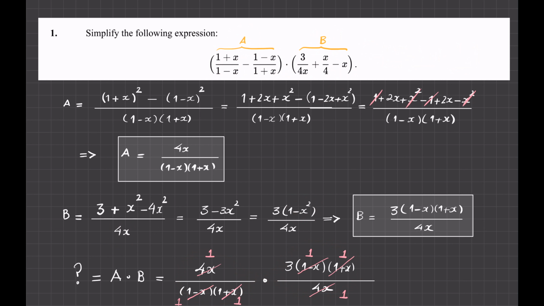So what is left only? In the denominator I have 1, 1, 1, so it becomes 1. And the numerator is just 1 times 3 times 1 times 1, which is 3. But of course 3 over 1 is just simply 3. So the final answer to this problem is simply 3.